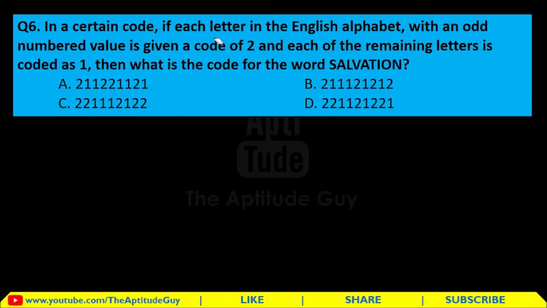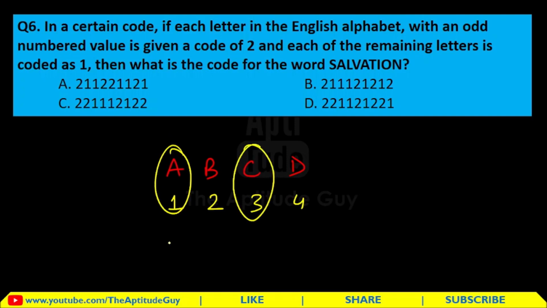In a certain code, if each letter in the English alphabet with an odd numbered value is given a code of 2. Odd numbered value in the sense we have A, B, C, D, right? So over here, what are the values of these? A is the first one, B is the second one, C is the third one, D is the fourth one. So odd numbers are given the code of 2 and remaining letters given the code of 1. So B is 2, so that will be 1, D is 4, that will be 1, and so on. So 2 1 2 1 2 1 2 1 2 like that.